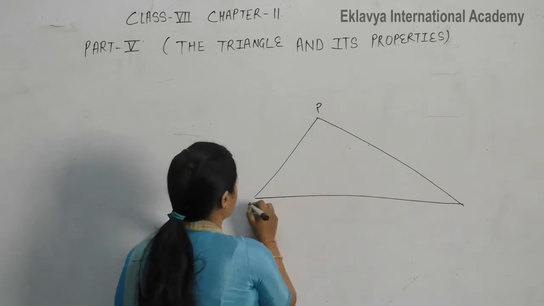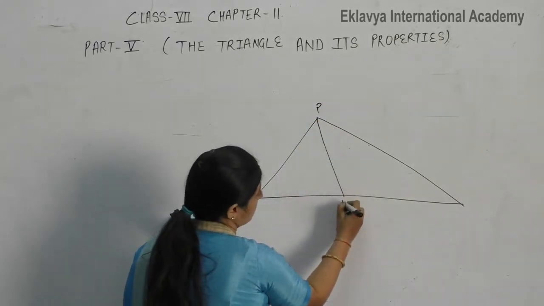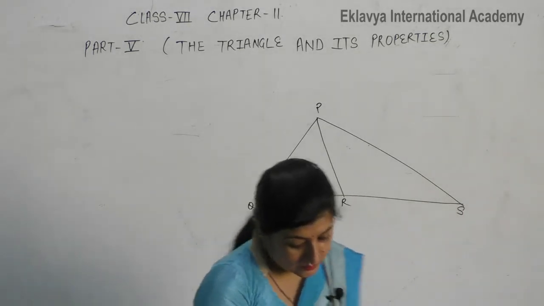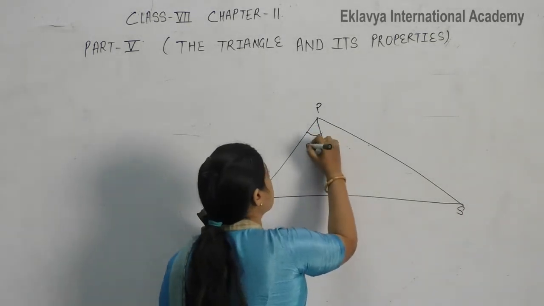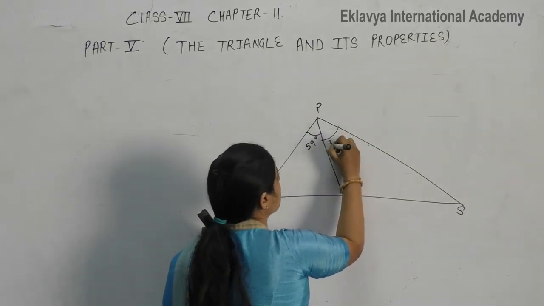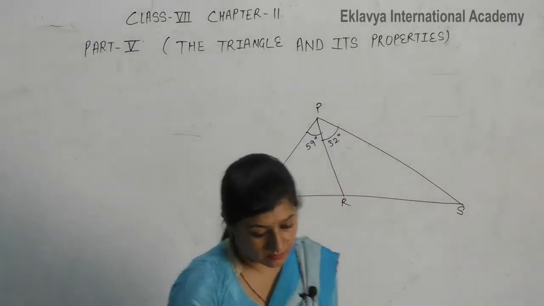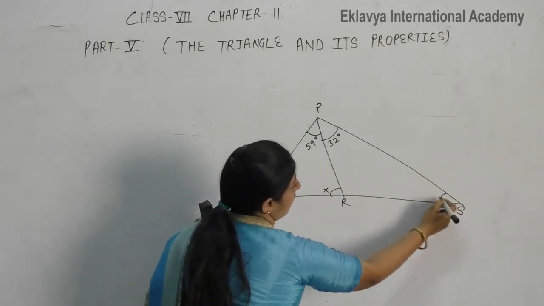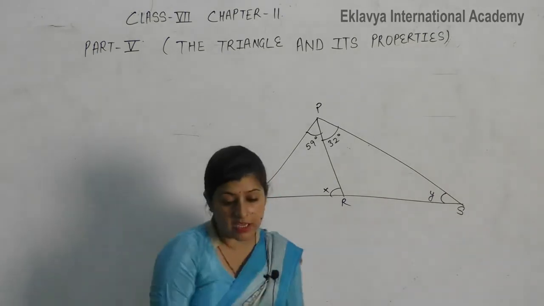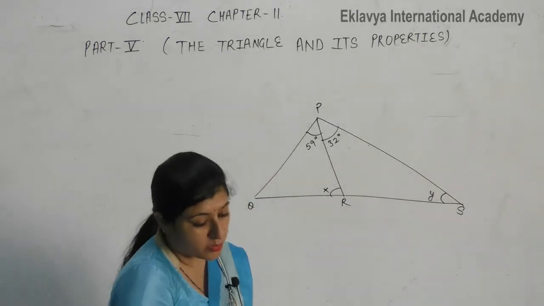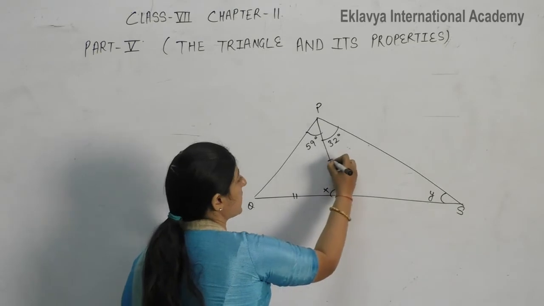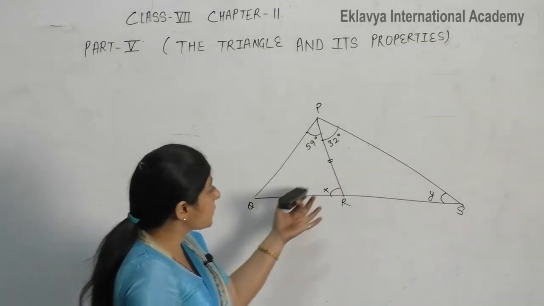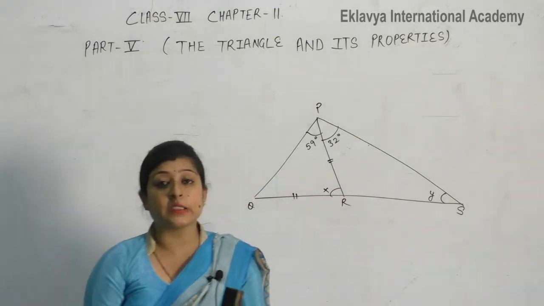P, Q, R, S. This angle is given to you as 59 degrees. This one is 32 degrees. And this angle is X and this one is Y. Find the value of X and Y. And one more thing is given to you, that these two sides are equal. It means, see, in this two sides are equal, so it is an isosceles triangle.